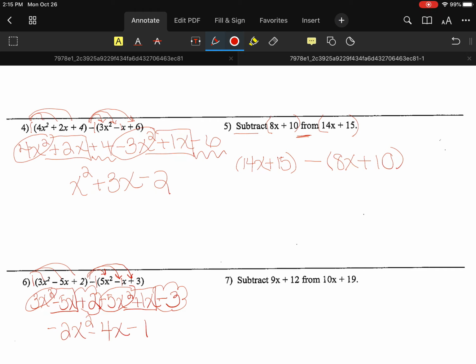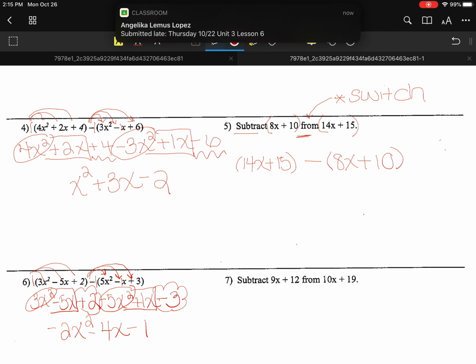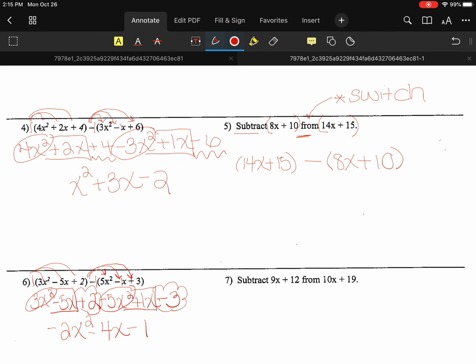Notice I have my binomials in parentheses because I don't want to just subtract the 8x. I want to subtract the 8x plus 10, that whole binomial, from the 14x plus 15. Right above the word from, I want you to put an arrow above the word from and a star and write switch. From is a switch word. So whenever you see the word from, whatever comes after the word from is going to be written down first.